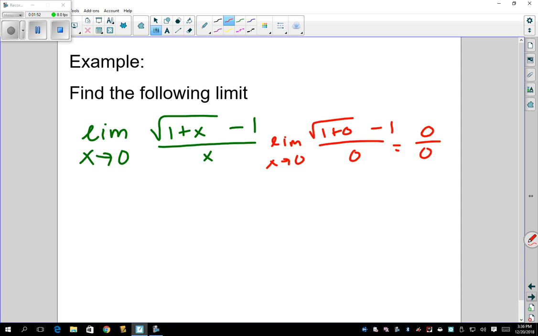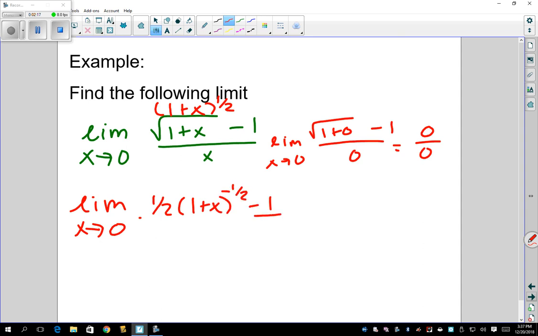What we're going to do is rewrite the top and bottom into their derivative forms. I'm going to take the derivative of the top, and I'm going to rewrite the square root as 1 plus x to the 1/2. So I take 1/2 times 1 plus x to the negative 1/2, minus, the derivative of 1 is 0, and the derivative of x is just 1. And so now I have something that I can work with.